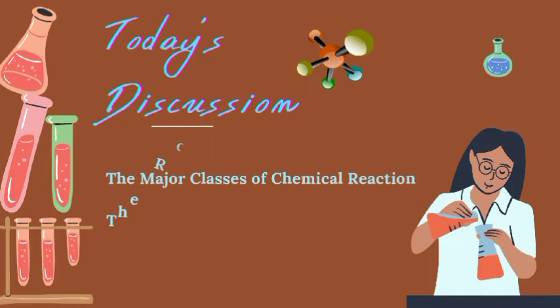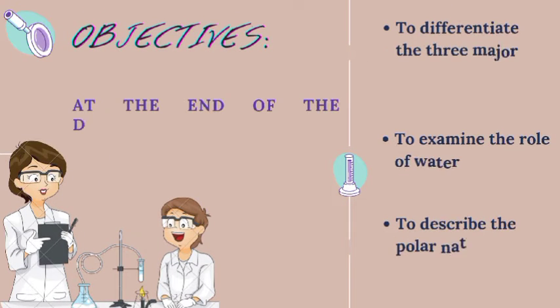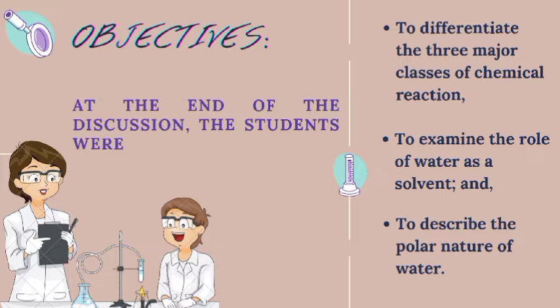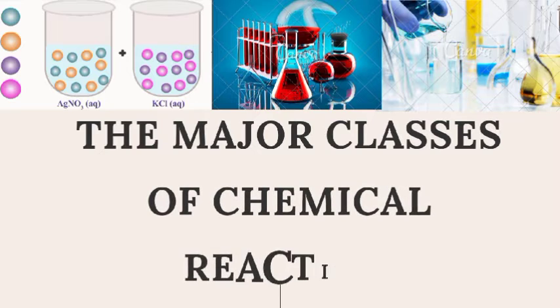For today's discussion, we are going to tackle one of the major classes of chemical reaction, the role of water as a solvent, and the role and nature of water. For our objectives, at the end of the discussion, the students are expected to first differentiate the three major classes of chemical reaction, second, examine the role of water as a solvent, and lastly, describe the whole nature of water.